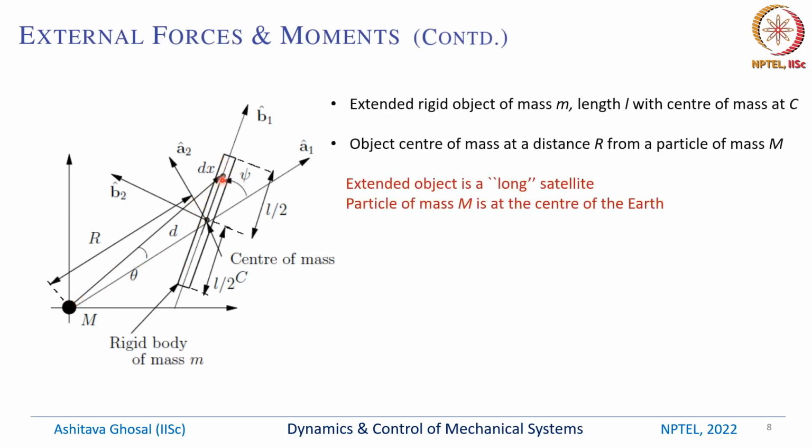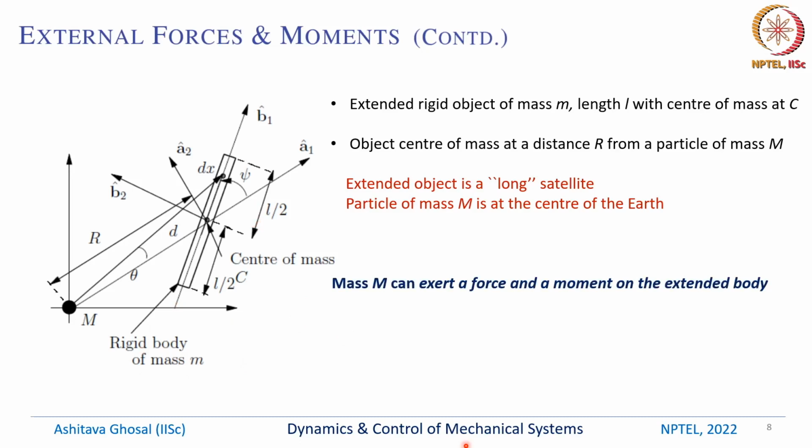So what do I want to find out? That we have an extended rigid object of mass m, length L, with a center of mass at C. The object's center of mass is at distance r from a particle of mass m. So you can think of this as Earth, and this is a very long satellite. Okay, so this mass m is at the center of Earth, and this extended object is a long satellite.